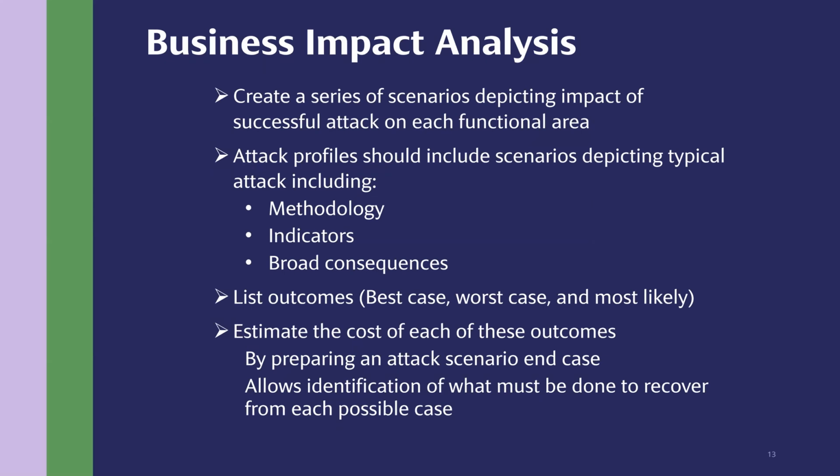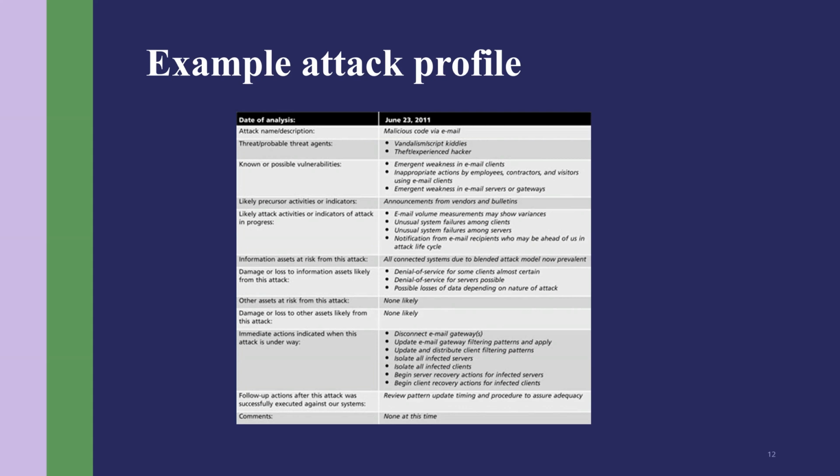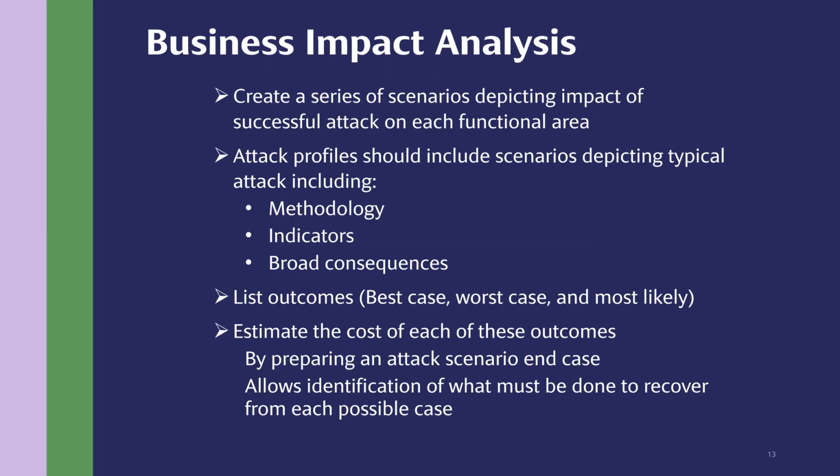And finally, you need to list outcomes: best, worst, and most likely. So over here also, if you see, we have damage or loss to information assets likely from this attack. Other assets at risk from this attack, none. Damage or loss to other assets likely from this attack, none. Immediate actions indicated when this attack is underway: disconnect email, update email. So this is what your outcome is. Based on which we are going to list best case, worst case, and most likely alternative case in the case of when the attack is a success.